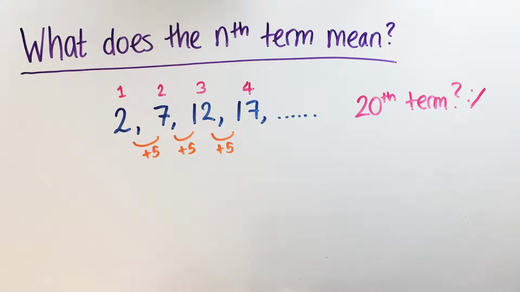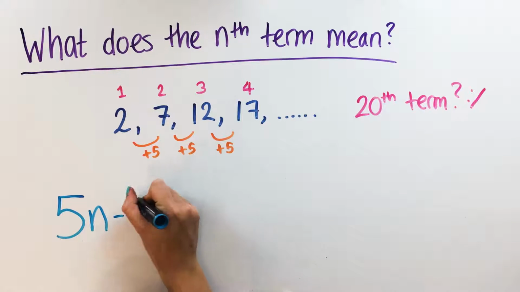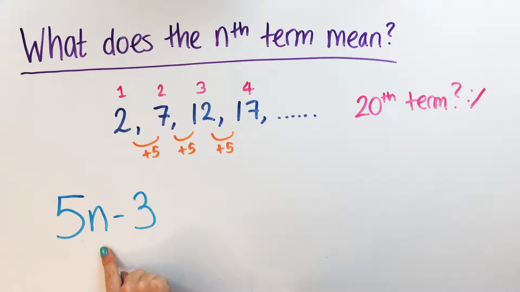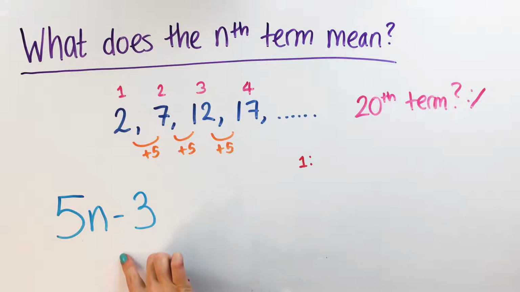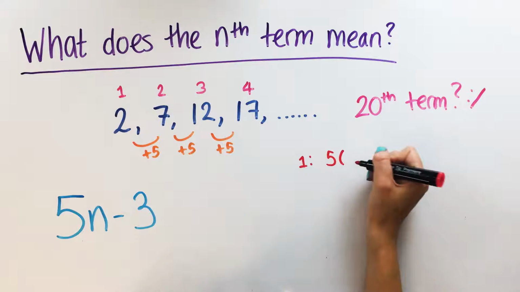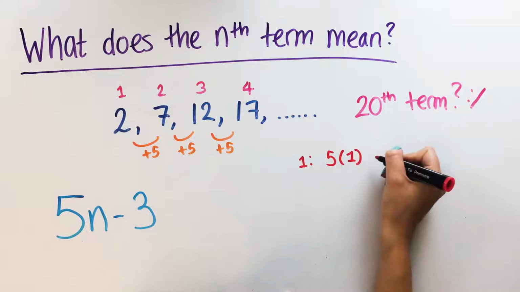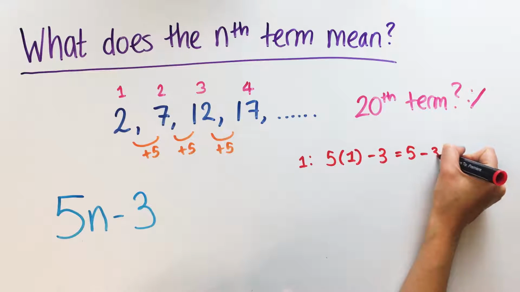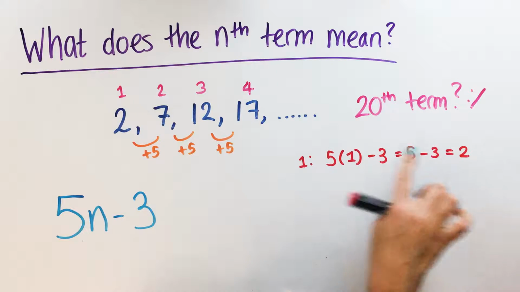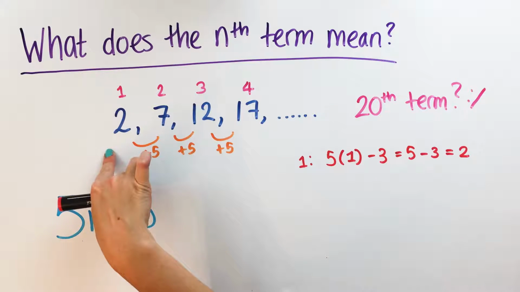Luckily there is. To find terms in this sequence, we use the formula 5n minus 3. Here n represents the number of the term in the sequence we want to find. Say we want the first term. We already know this, but let's check the formula works. So we would do 5 times 1, because we want the first term, minus 3, which equals 5 minus 3, which equals 2. And indeed, 2 is the first term in the sequence.